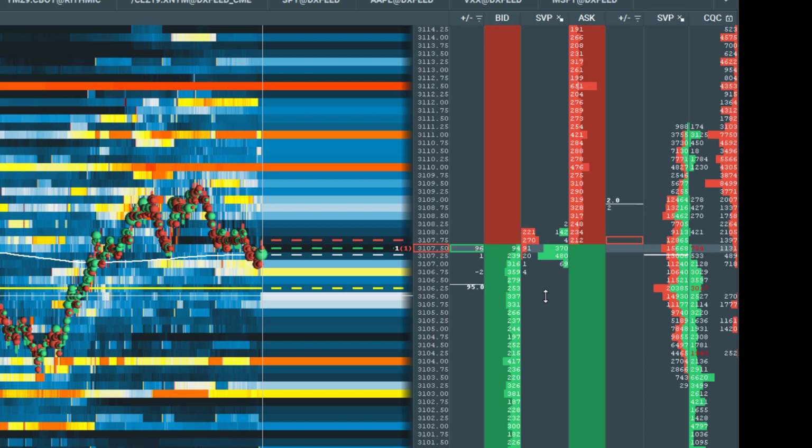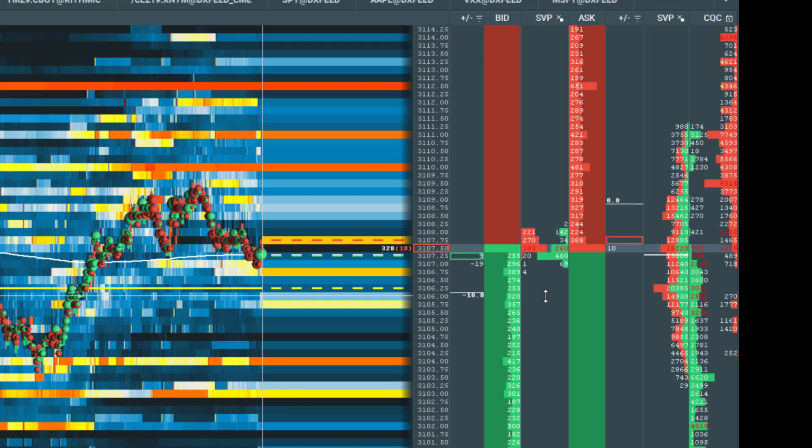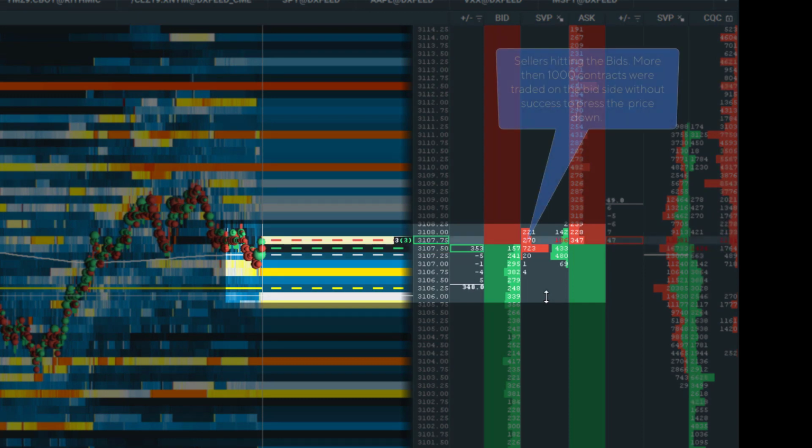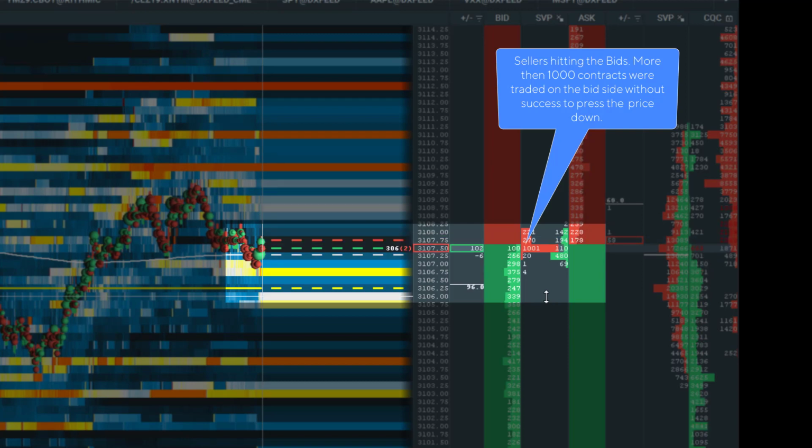First example is about the question, should I buy or should I stay aside? So what we see here is that market is trading against the 3107 area and the VWAP. To see what is really happening here, follow only the numbers in the order book on the right side of this screen.